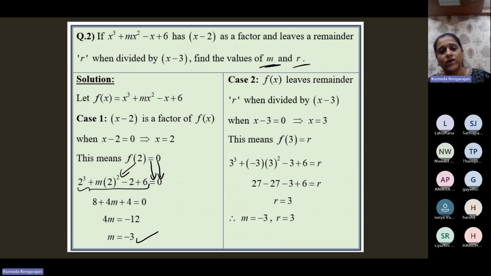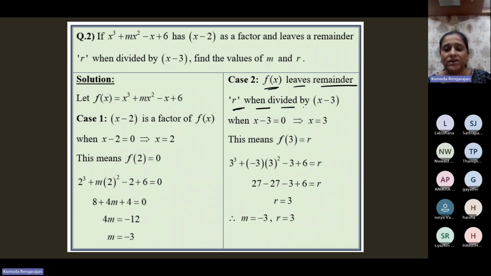Next, we need to find the value of r. So take the other information. Now, it's given that f of x leaves remainder r when divided by x minus 3. It's given in the question. So again, equate x minus 3 to 0. So we have x is equal to 3.